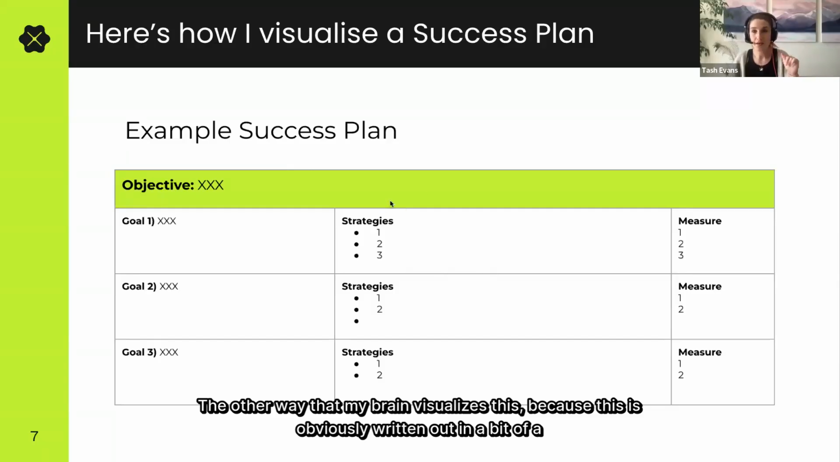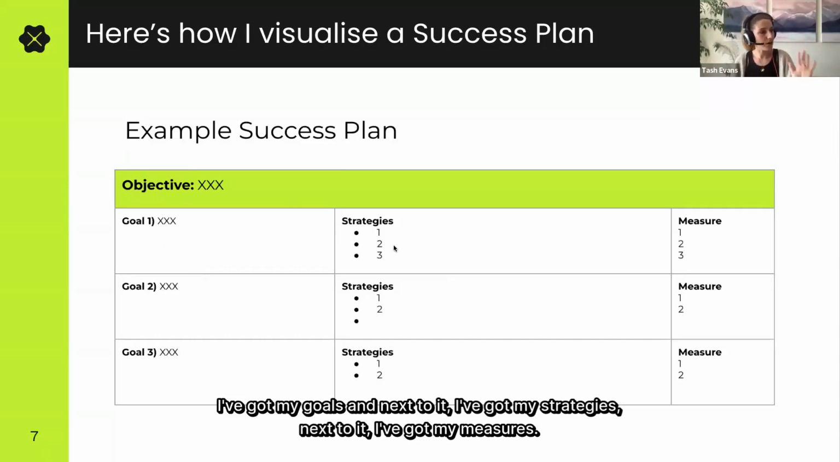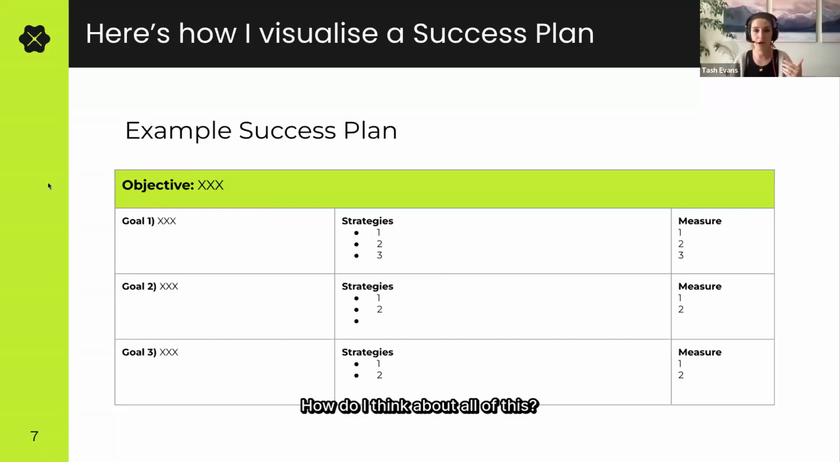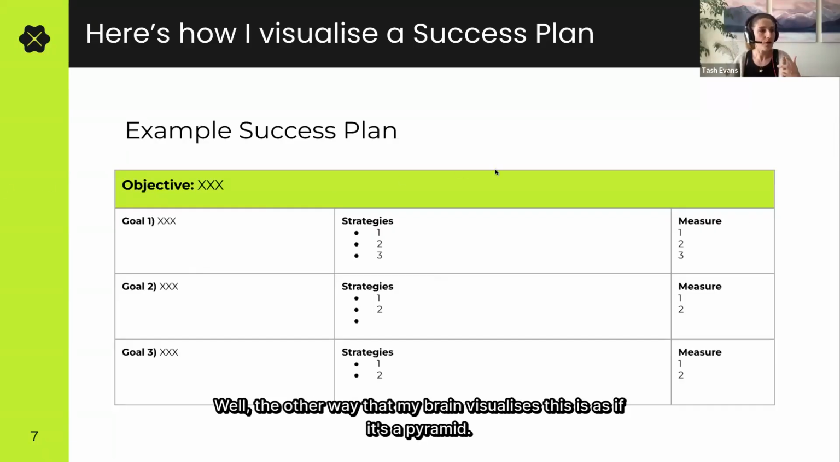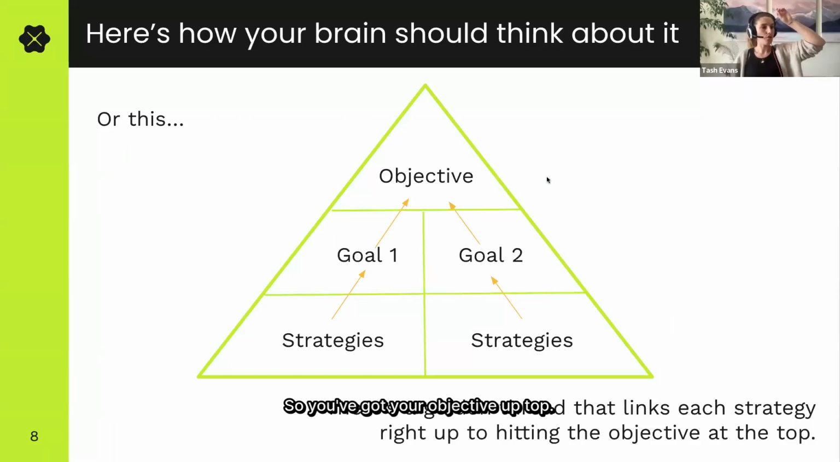The other way that my brain visualizes this, because this is obviously written out in, let's say, an Excel format. I've got my goals, then next to it I've got my strategies, next to it I've got my measures. How do I think about all of this? Well, the other way that my brain visualizes this is as if it's a pyramid. So you've got your objective up top. So that's the key thing that you're driving towards.